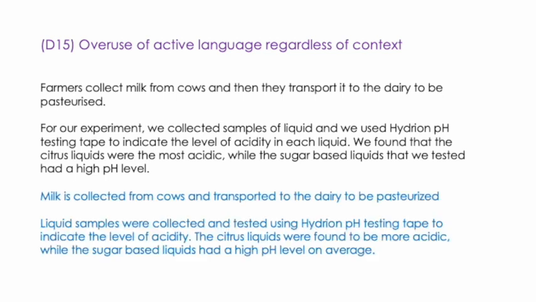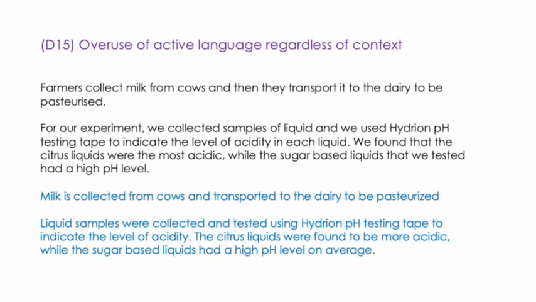You noticed in the first changed example that we've removed the concept of the farmer. No longer is this information about the day in the life of a farmer. Instead, it's now focused on the milk. "Milk is collected from cows and transported to the dairy to be pasteurised." There was no need to put that active element in there in order to get this meaning across.